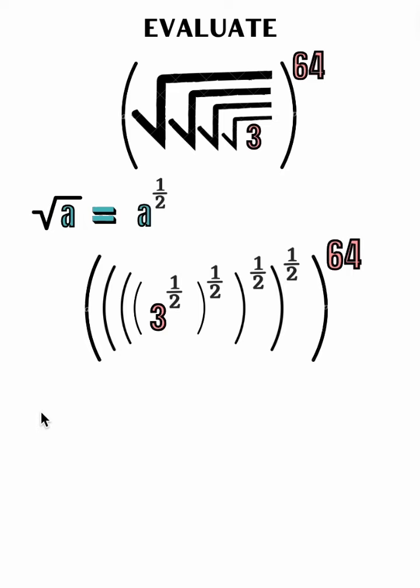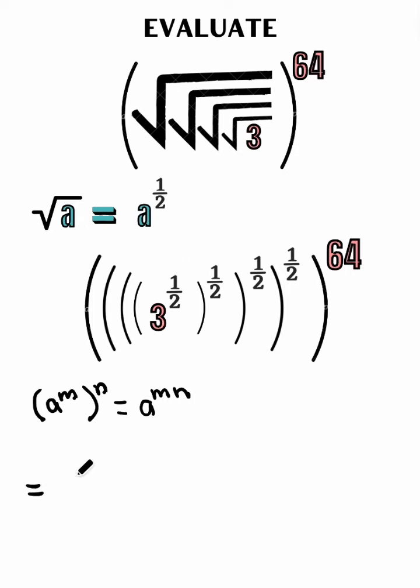A basic rule that we learned in the exponential rules video on my channel is that a to the power of m, the whole power of n, we just have to multiply the exponents: a to the power of mn. So when we simplify this, we just have to multiply this half and all the exponents together.